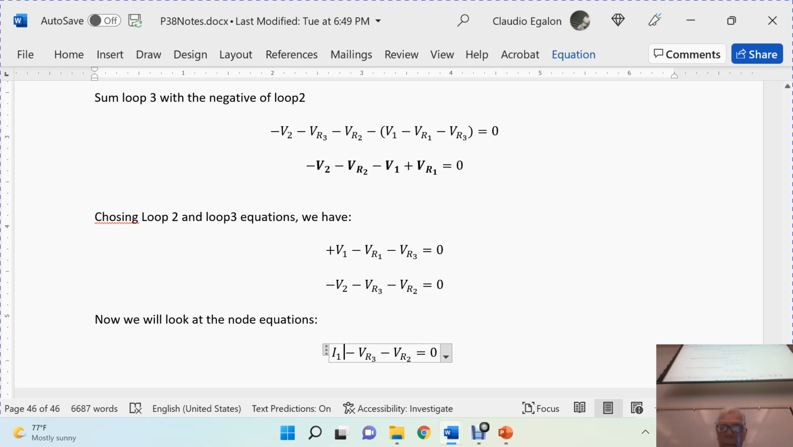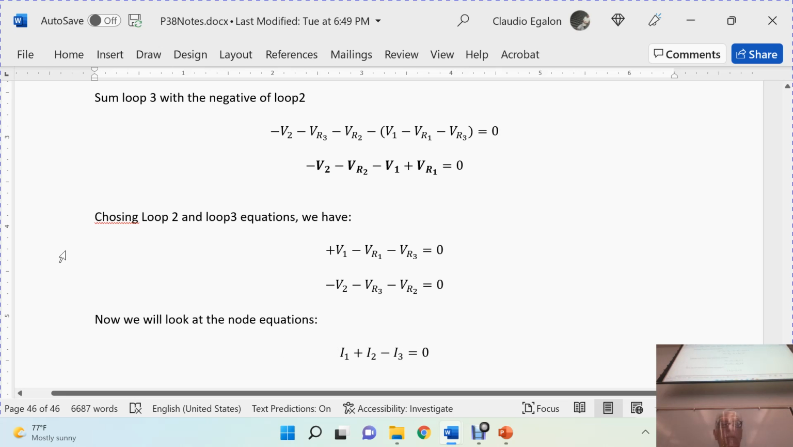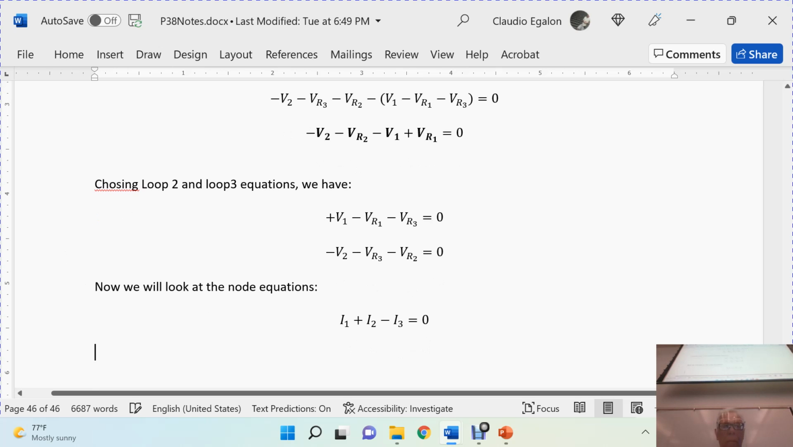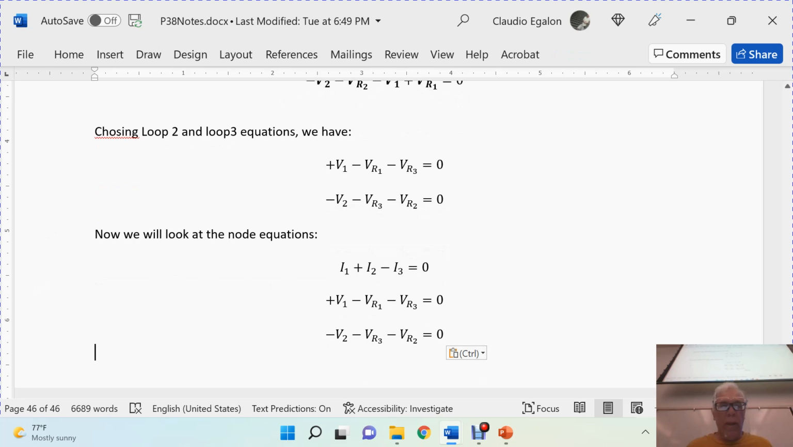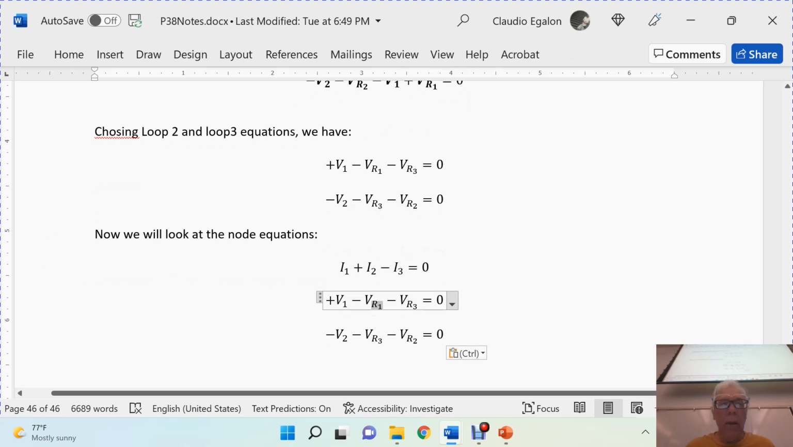I1 plus I2 minus I3 equal to 0. Here are my three equations. I'll put them side by side. Oh, there is more. We have to apply Ohm's law here and here and here.